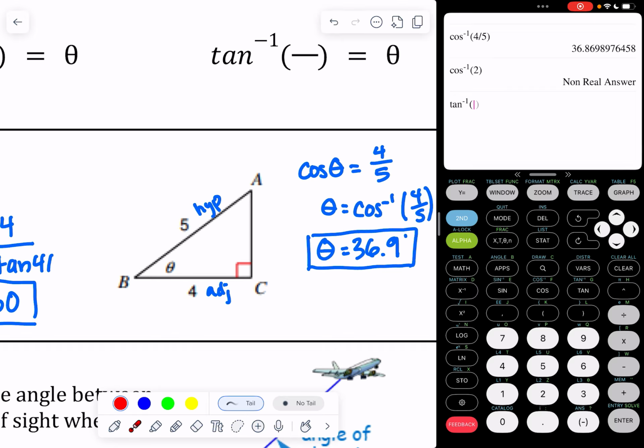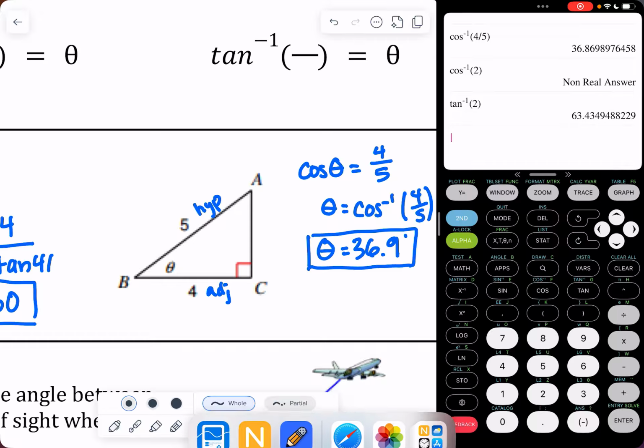Tangent inverse of a value bigger than 1 will work, because the output of the tangent function does not have to be less than 1.